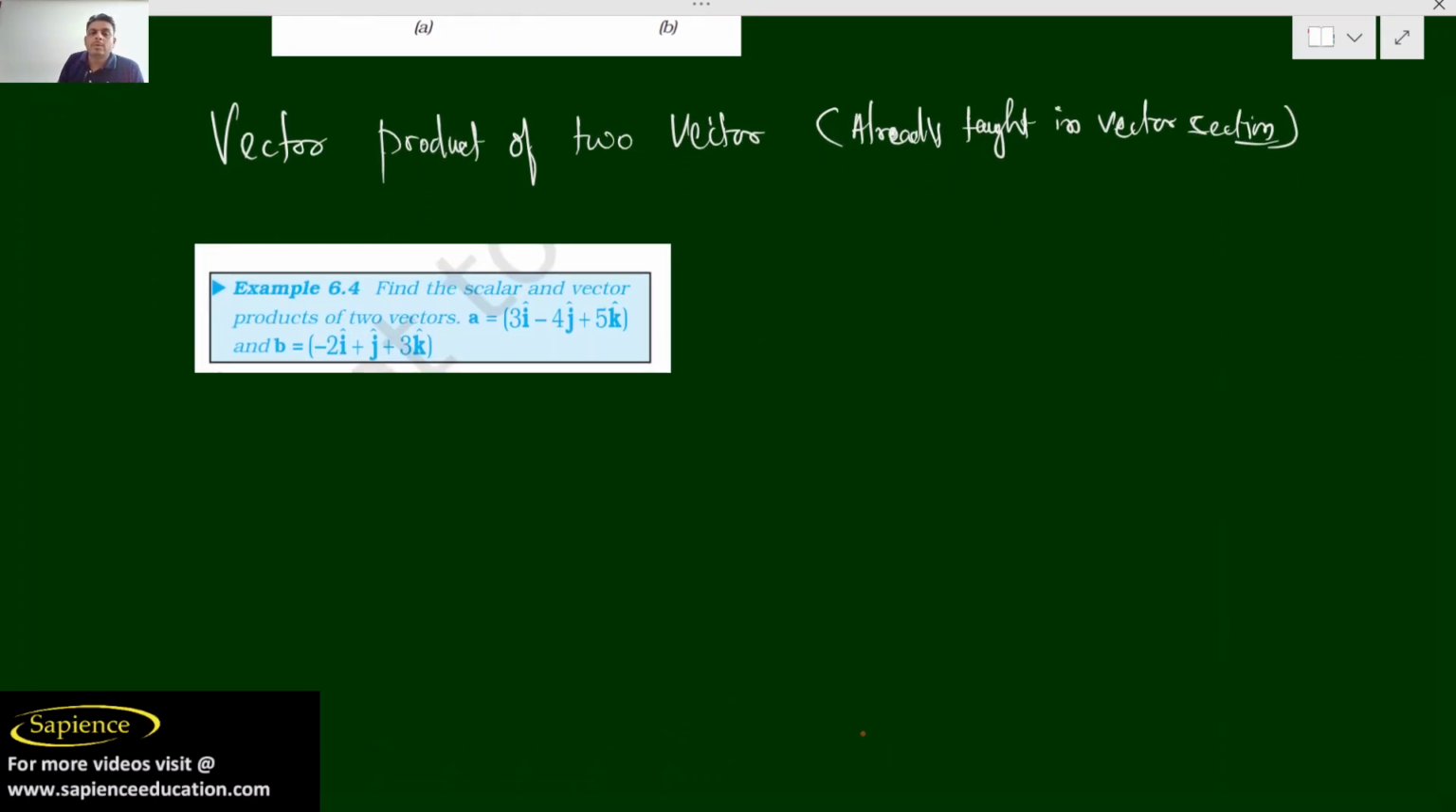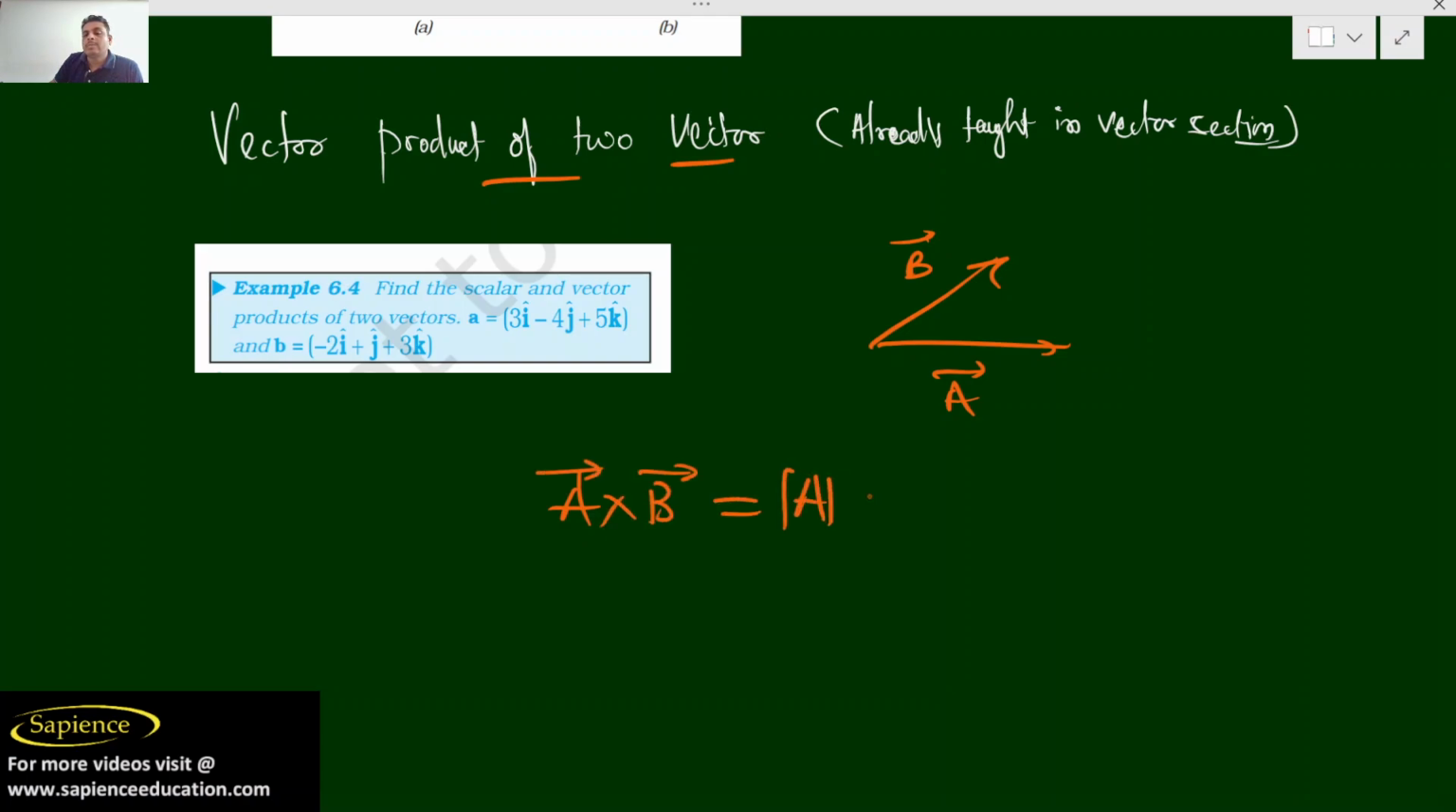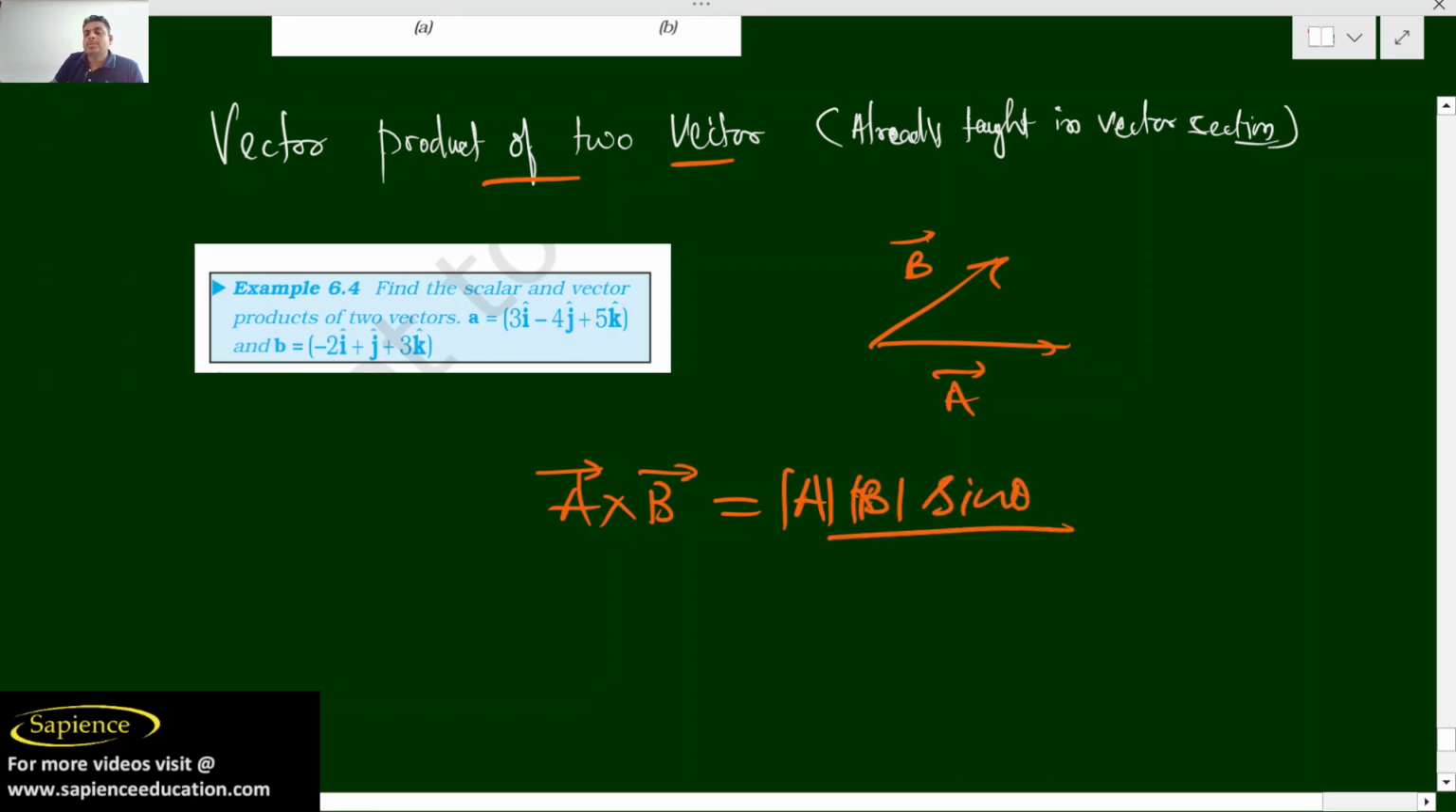Now there is one more topic, that is the vector product of two vectors. So let us consider this is A and this is your B. So what will be the vector product? Vector product means cross product. So that is equal to A cross B, and this is equal to the magnitude of A into the magnitude of B into sine theta, into n cap. So this is the vector product.